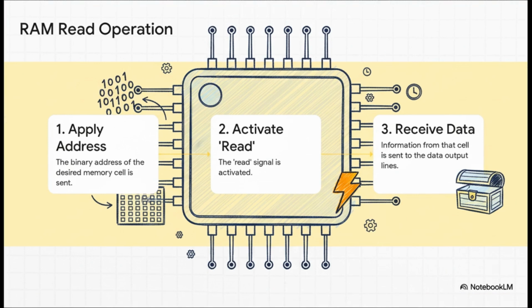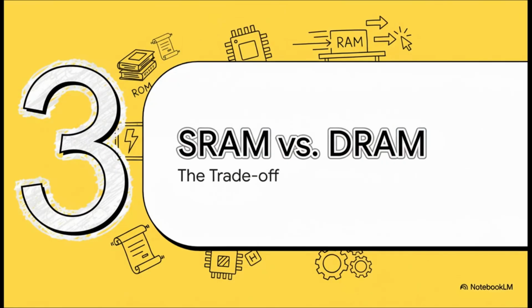And reading data? It's pretty much the mirror image. The computer sends the address, activates the read signal this time, and bam, the info from that cell is instantly available on the output lines for the rest of the system to use. It's simple, it's elegant, and it is unbelievably fast. Now, you might be thinking, okay, RAM is RAM, right? But this is where things get really interesting.